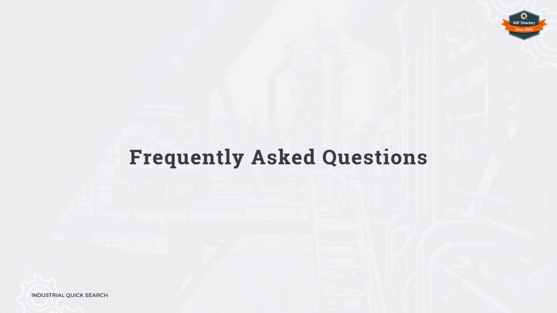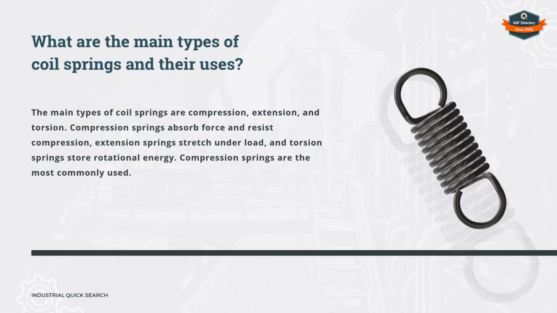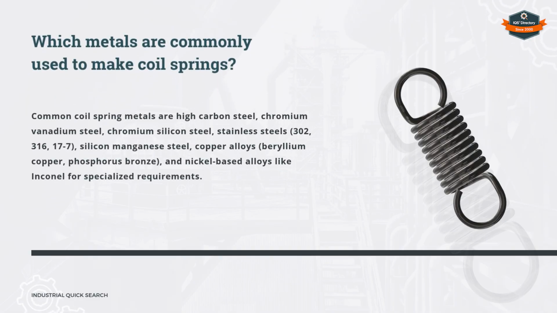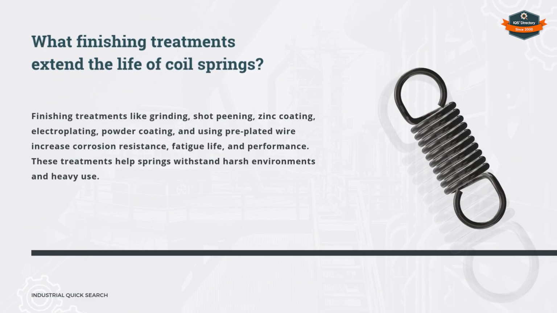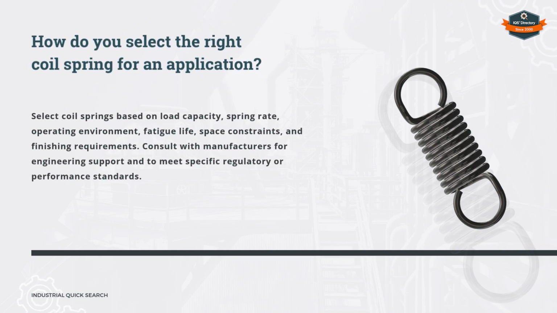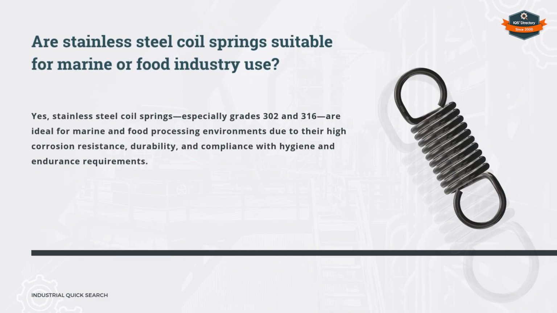Frequently asked questions. What are the main types of coil springs and their uses? How are coil springs manufactured? Which metals are commonly used to make coil springs? What finishing treatments extend the life of coil springs? How do you select the right coil spring for an application? Are stainless steel coil springs suitable for marine or food industry use?